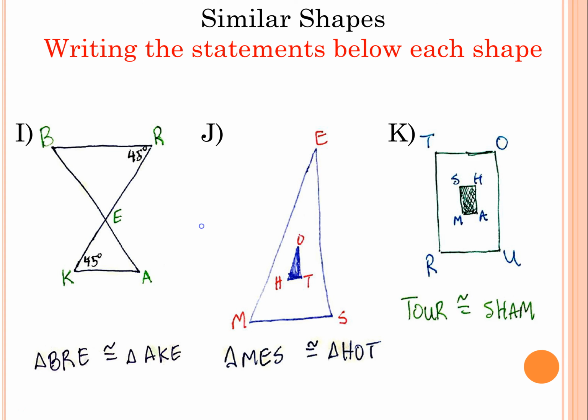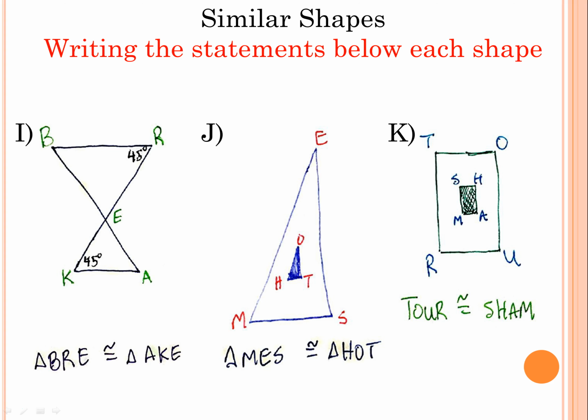Delicious. Yes, if you have a shape TOUR is similar to shape SHAM, then you are absolutely correct. And that's all we got, ladies and gentlemen. We're writing similar statements so that each side matches up with each side. The TO matches up with the SH. So we got TO and SH here. Second two letters, UR matches up with AM on the inside. They are the same order, and we are good to go.